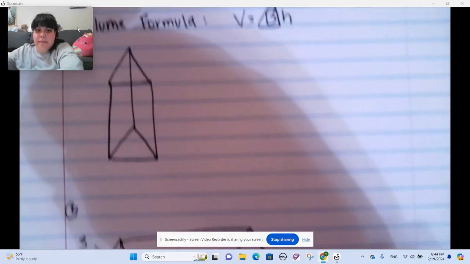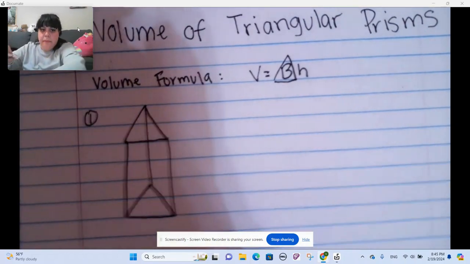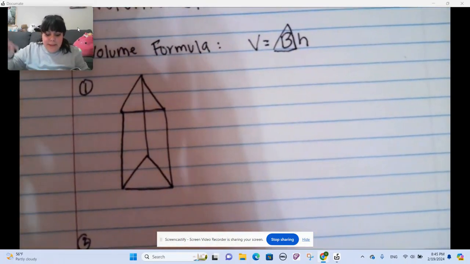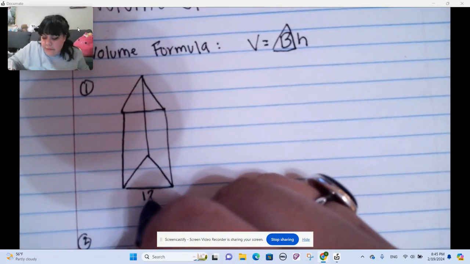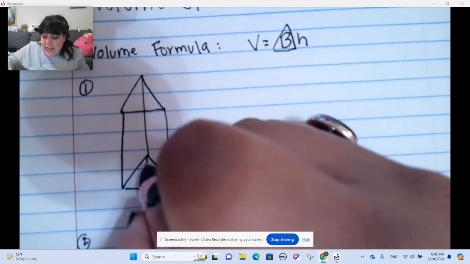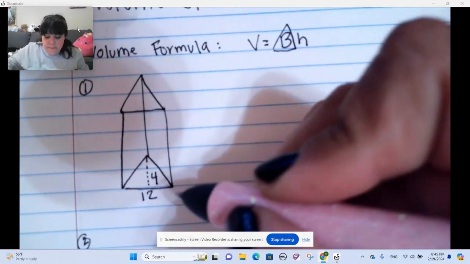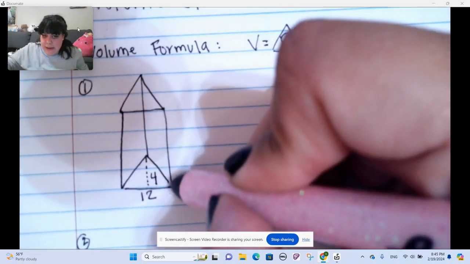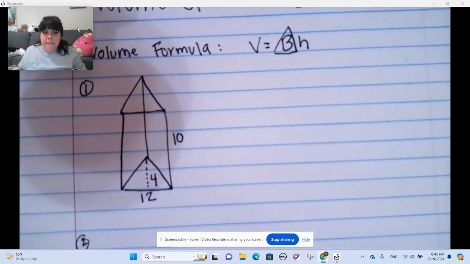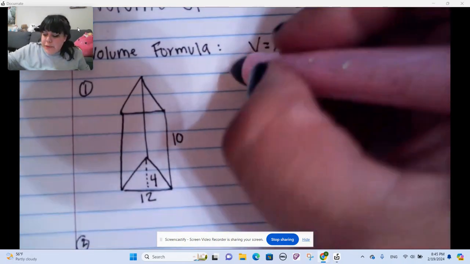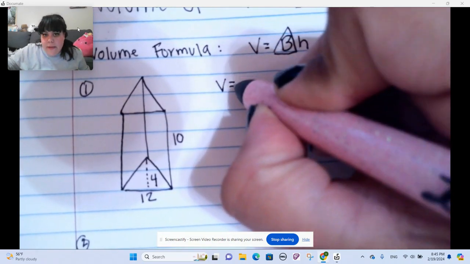Okay, so let's go back to my first triangle and then start finding the volume. All right, for this one, my measurements for the base of my triangle, it's going to be 12. The height of my triangle is going to be 4. And this side right here is going to be 10. Okay, so let's write out our formula for number 1. For number 1, I'm finding the volume.